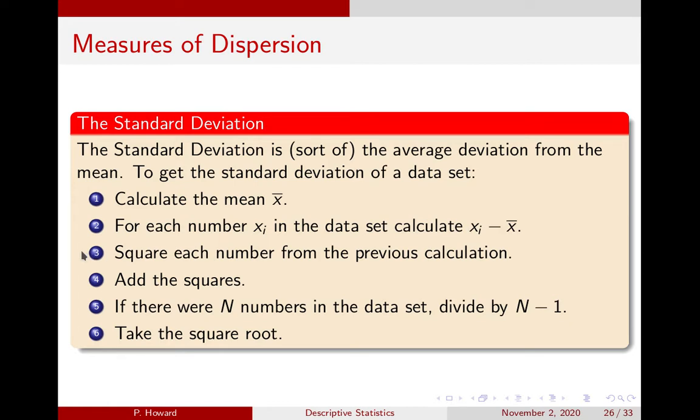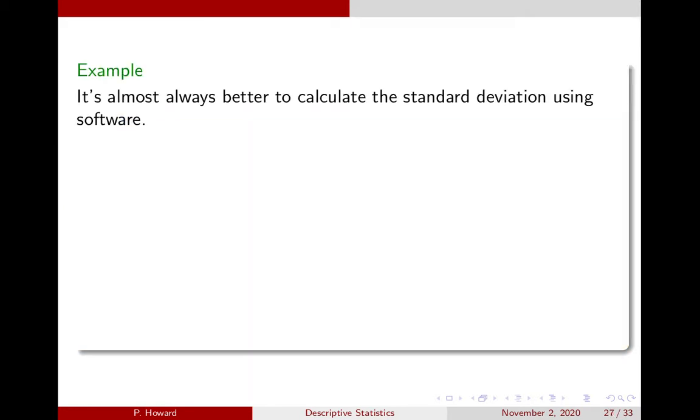And then you square each of these differences. And then you add up the squares. And then if there were capital N numbers in the data set, you divide by capital N minus 1. And finally, after step 5 is done, you take the square root. So we will work out an example by hand shortly, but it's almost always better to calculate the standard deviation using software.